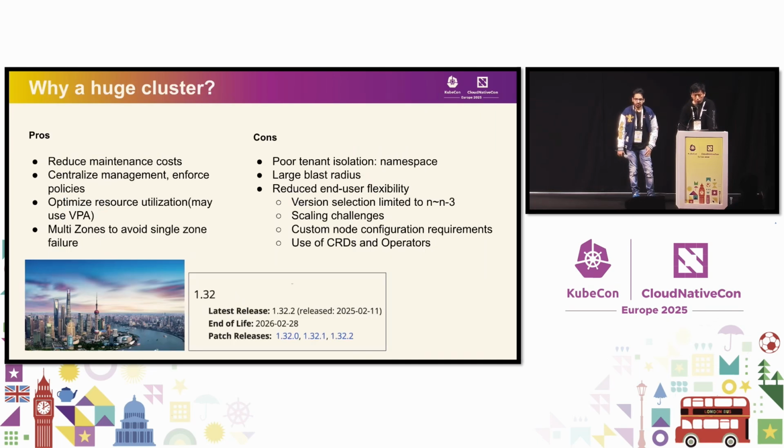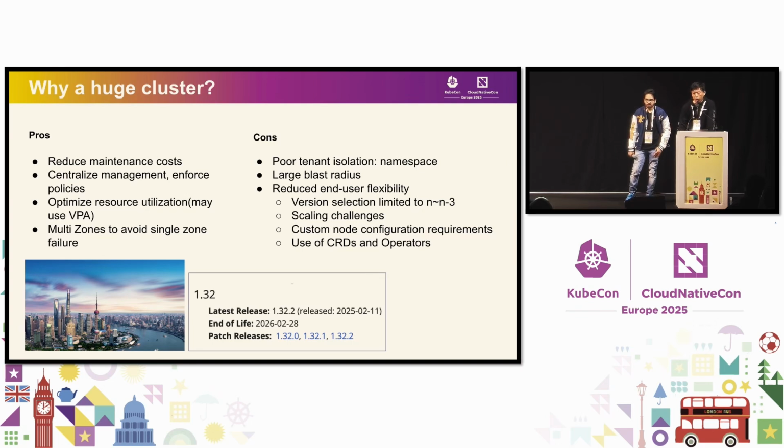Here's the question: why do we want a huge cluster? Like in our city, there are top 10 buildings in the world, I think two or three in Shanghai. We build higher buildings, and people like huge clusters sometimes. This may reduce maintenance costs, centralize the management and enforce the policies. And also, when you have multiple rows, your cluster will not fail from a single row failure. Those are the pros.